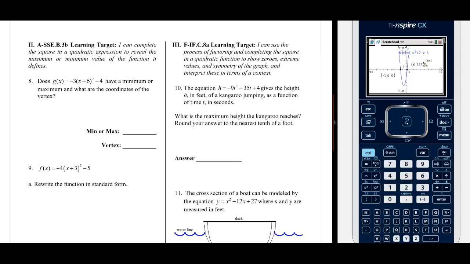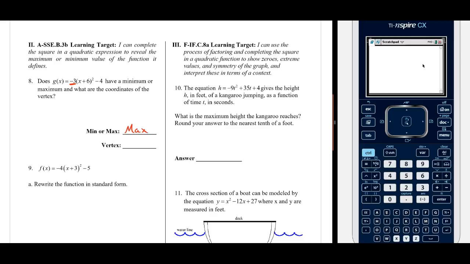Alright, number 8. Does the graph have a minimum or maximum? What are the coordinates of the vertex? So I don't even need to graph this to figure that out. We know that the a value here tells me whether it goes up or down. Since a is negative, the graph goes down. So since the graph goes down, we have a maximum value.